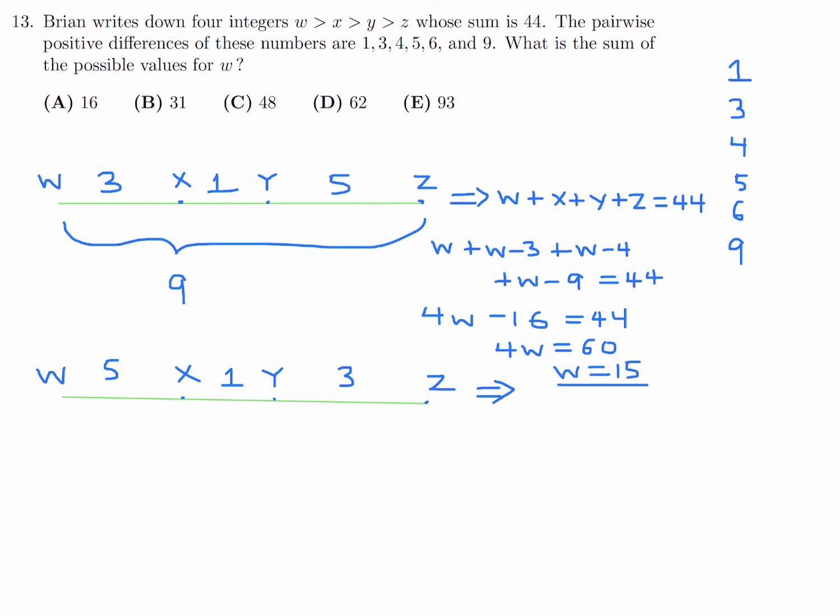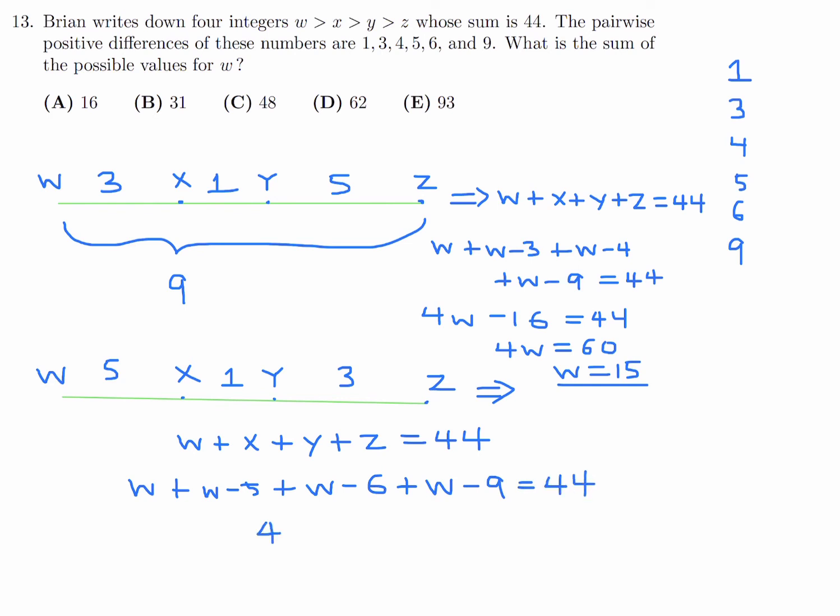Now we do the exact same thing on this one here, and let's see what that gives us. Again, w plus x plus y plus z is 44, but this time x is w minus 5, y is w minus 6, and z is w minus 9, and that's 44. So we have 4w minus 20 is 44, and therefore 4w is 64, and therefore w is equal to 16.